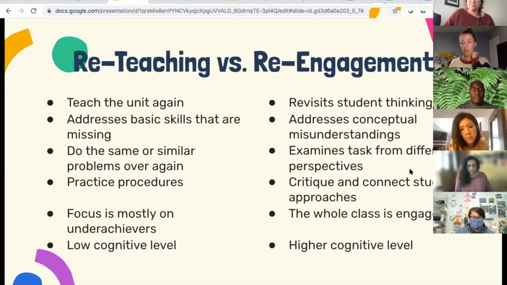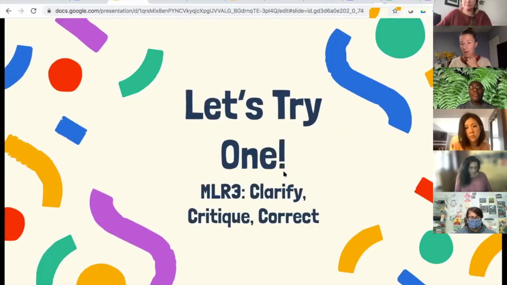Awesome. So hopefully you're going to see this come to life, and think about reteaching versus re-engagement in a new way. So we're going to try one, and I'd like to also connect this to one of the math language routines called Clarify, Critique, Correct. So it's kind of a version of this where we're going to be looking at some student work to give feedback, highlight some of the things that we think are great about it.